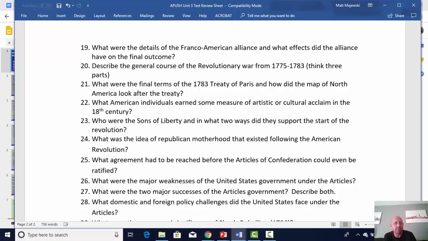24, what was the idea of Republican motherhood that existed following the Revolution? Remember, women were calling for women's rights. We read something by Abigail Adams where she called on John to guarantee women's rights. Instead, what men did is they created the concept of Republican motherhood. It said that a woman belonged in the home so that she could raise children to be patriots and support patriot values in the generations to come. So it basically argued that women were more moral than men, that they were better suited to raise children, and that they were specifically better suited to raise patriots in the generations to come.